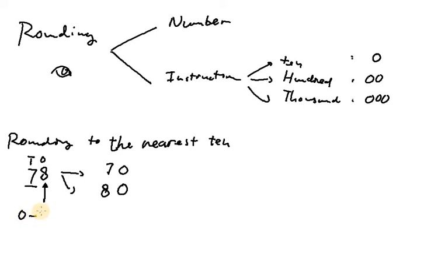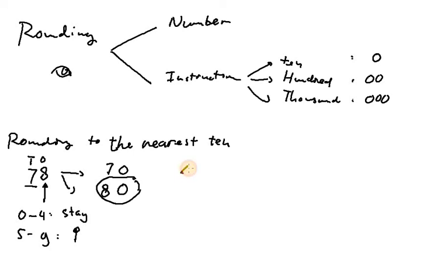So we need to know the rule: 0 to 4, you just stay with the 7. But if the digit is 5 to 9, you need to round it up. In this case, we see 8, so this is the answer, 80. That's how we do it. Let me give you another 2 examples, and then you can see.